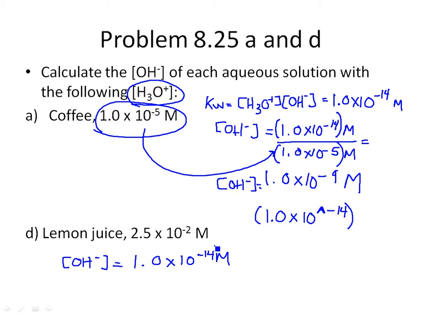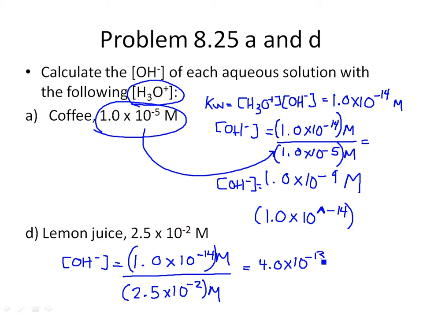We plug it into our calculator in parentheses and divide by the hydronium concentration. We should get 4.0 times 10 to the negative 13 molarity for the lemon juice.